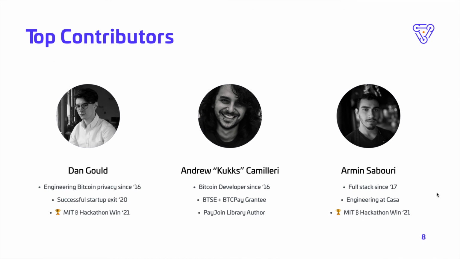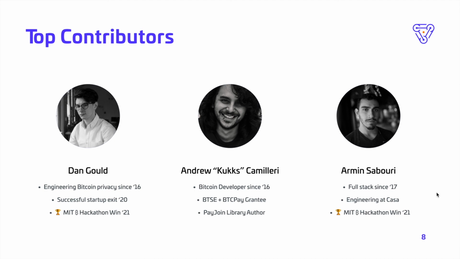So more about the Chaincase project real quick. I'm Dan Gould. I've been working on Bitcoin privacy for 4 years, starting with Tumblebit, into Wasabi, now on Chaincase. This app is available for beta with the regular CoinJoin feature, Neutrino and Tor. Andrew Camilleri has also contributed to this. He wrote the most widely used PayJoin library to standardize this across multiple wallets.